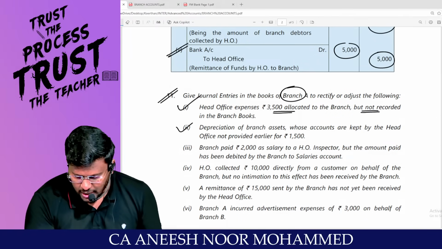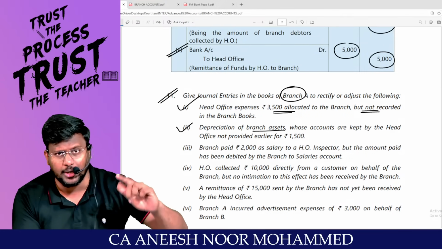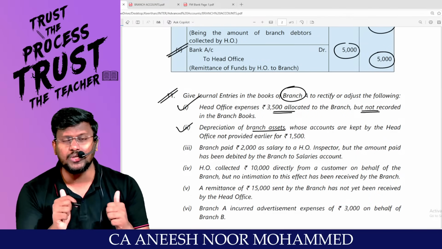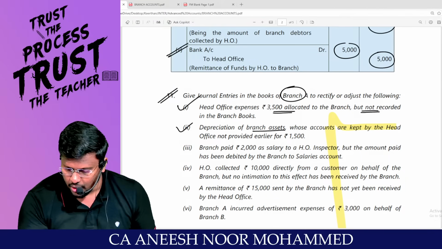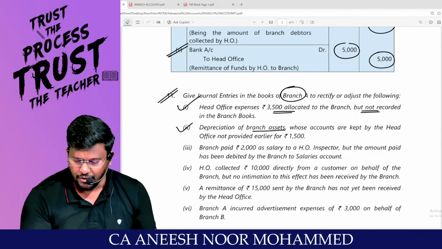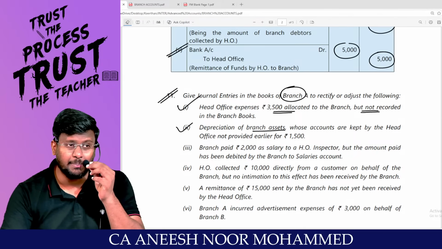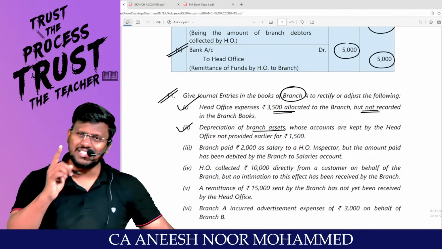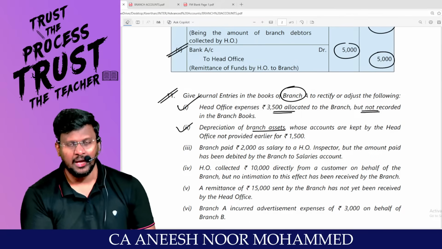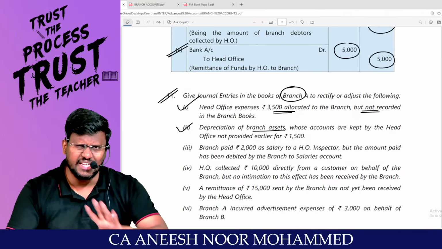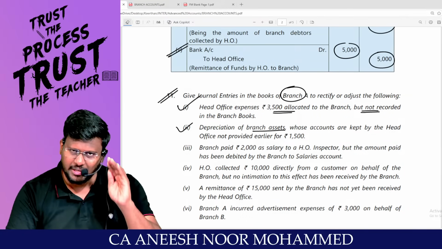Depreciation of branch asset. Okay. Generally, the journal entry for depreciation is depreciation account debit to asset. Now the question is, who is maintaining the asset? The accounts are kept by head office, not provided earlier, 1,500. That means the accounts of the assets are kept by the head office. So what is the general journal entry for depreciation? Depreciation is an expense. It is a branch expense. There is no doubt about it. We still have to debit the depreciation.